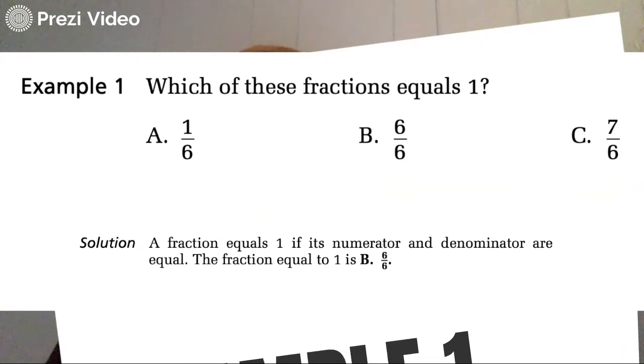If I look at B, we have 6/6, which is the same on the top in the numerator's position and in the bottom in the denominator's position. That one does equal 1. And we have C, 7/6, where in this case, the numerator is bigger than the denominator. This does not equal 1. It's actually greater than 1. It is what we call an improper fraction. Anytime your numerator is bigger than the bottom, the denominator, it is an improper fraction. Their solution says that a fraction equals 1 if its numerator and denominator are equal. The fraction equal to 1, in this case, is B, 6/6.